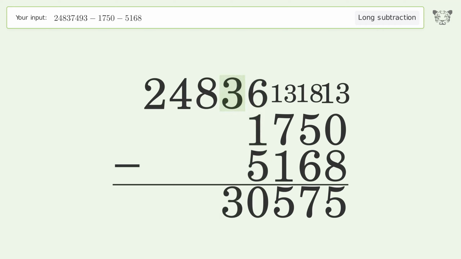Write 3 in the 10,000s place. Write 8 in the 100,000s place. Write 4 in the millions place. Write 2 in the 10 millions place. And so the final result is 24,830,575.